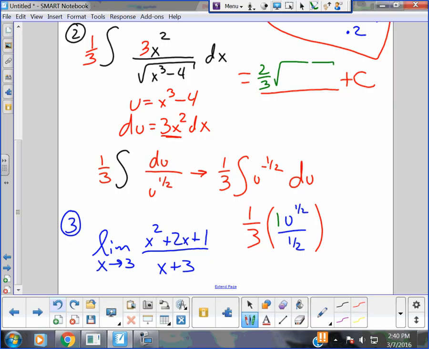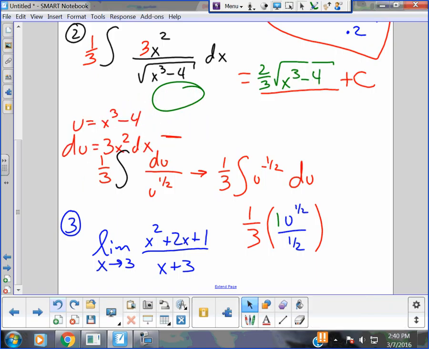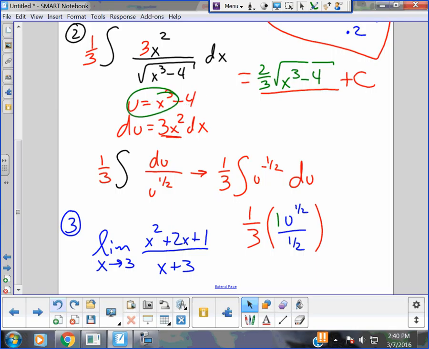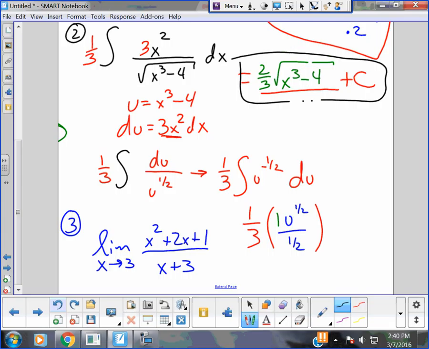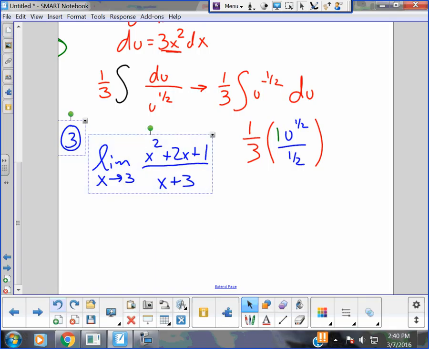Guys, do we all agree half power of u is a square root? But what's u? U is x cubed minus 4. Everybody, if you want to be sure you're correct, simply take the derivative of that. You'll notice if you do take the derivative of that, you will get the original black problem here. All right? That is u-substitution, okay?